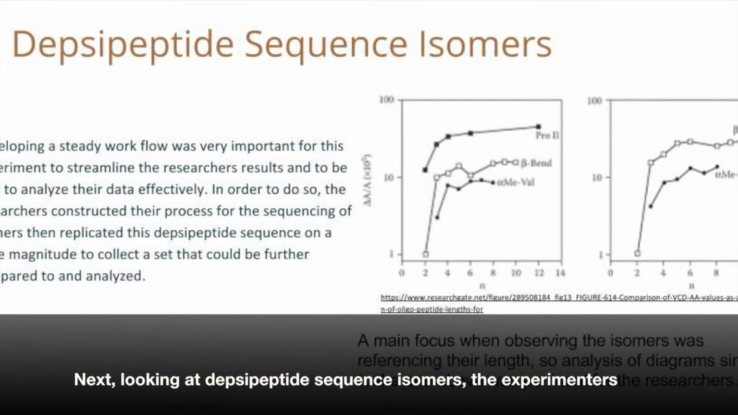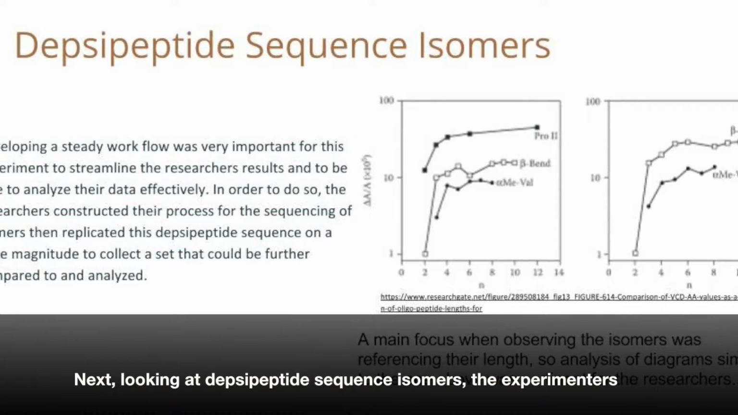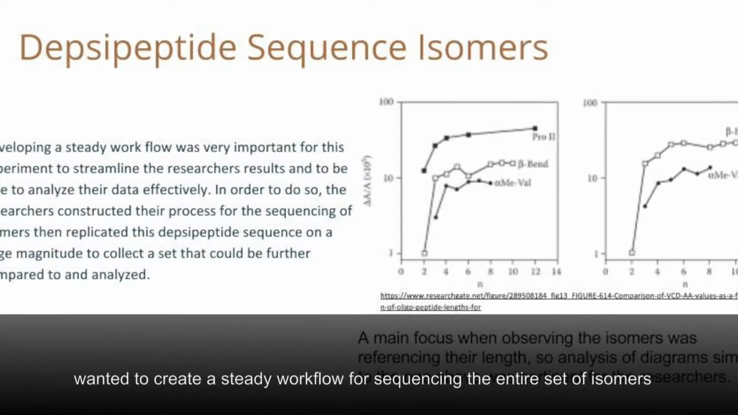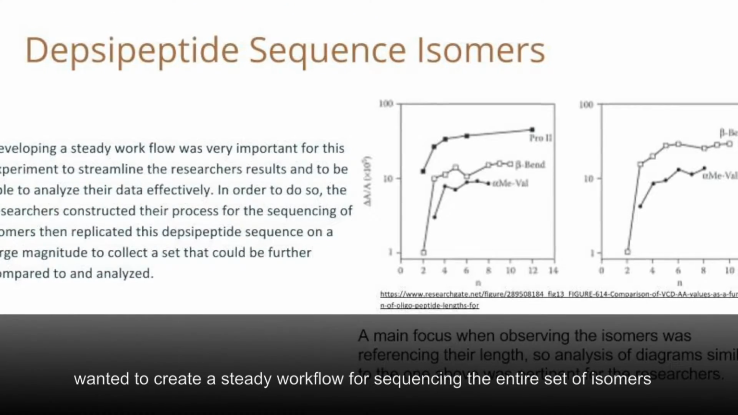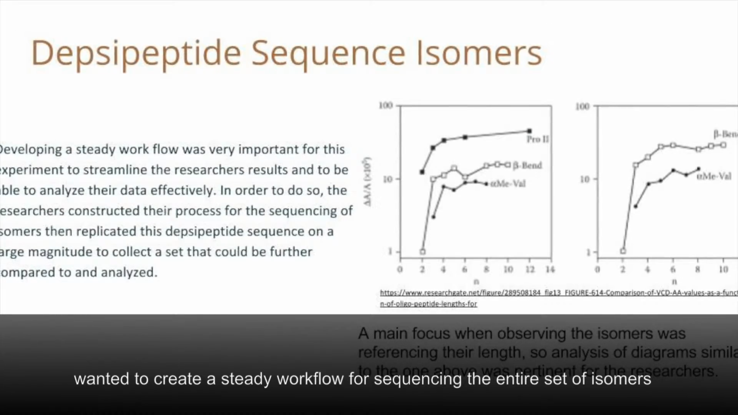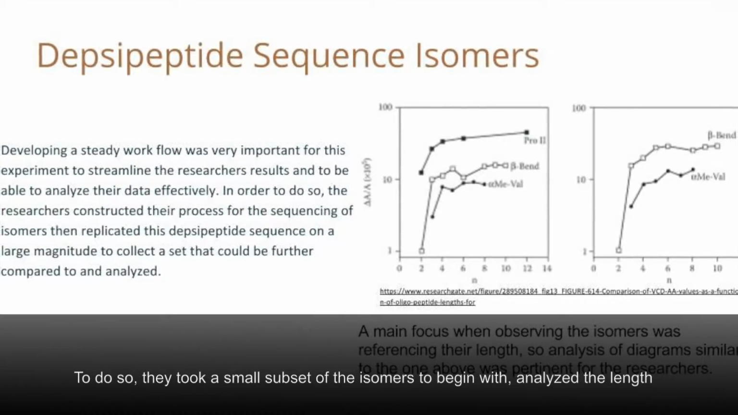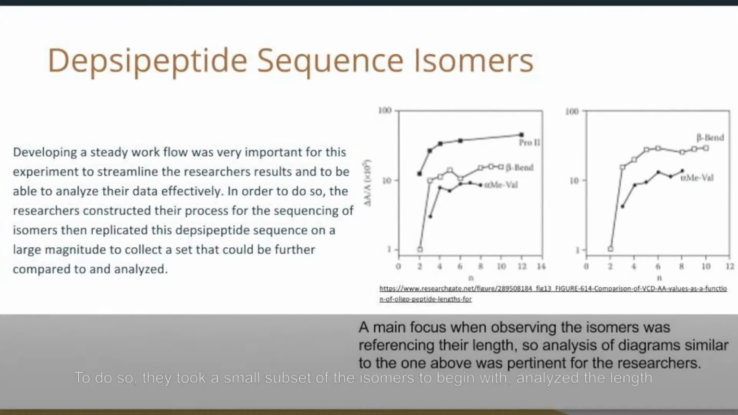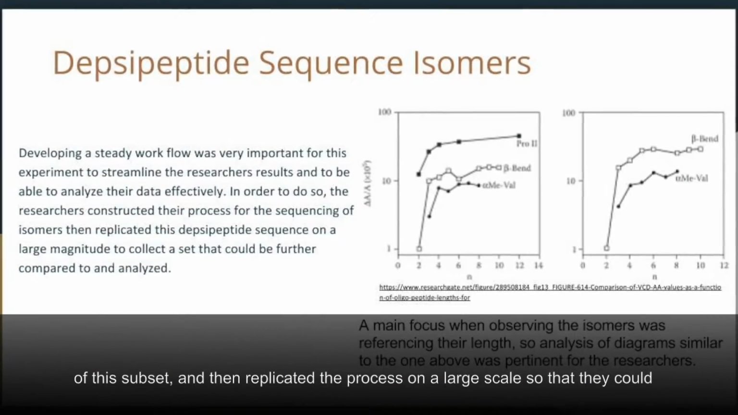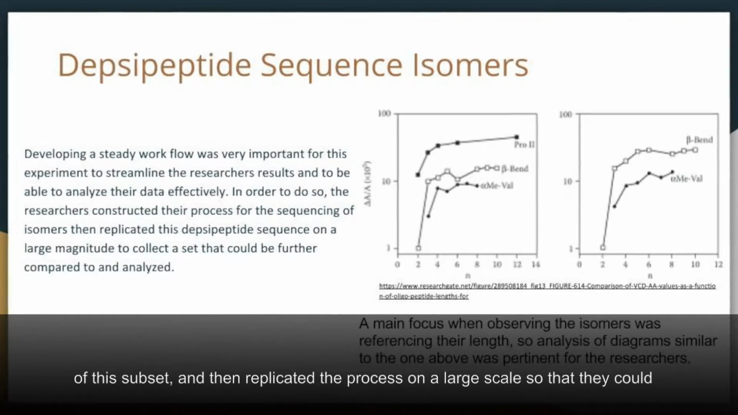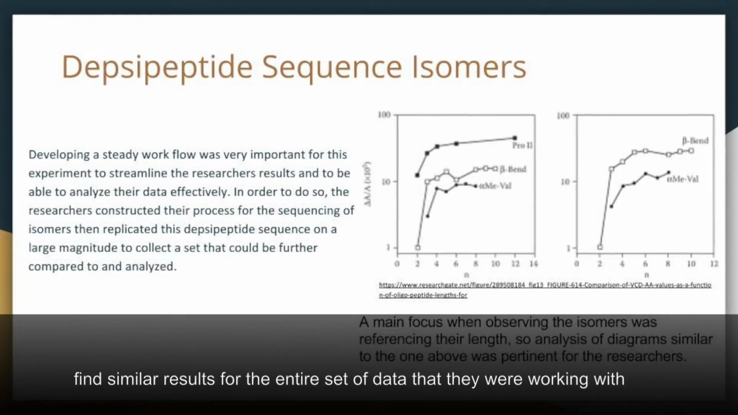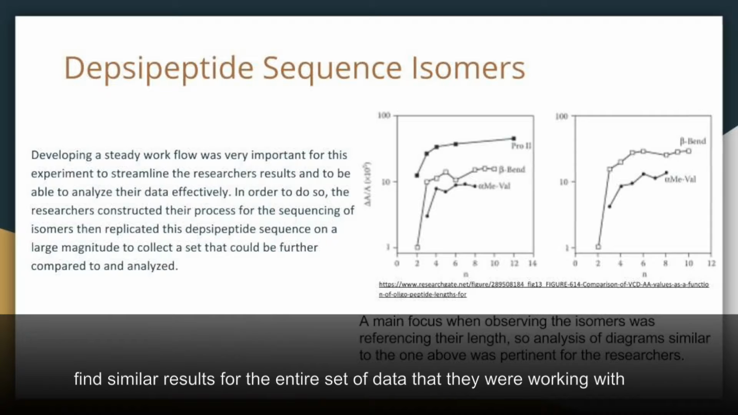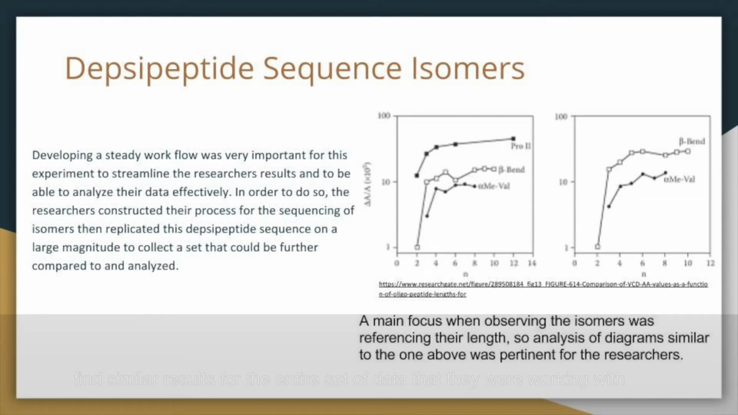Next, looking at deoxypeptide sequence isomers, the experimenters wanted to create a steady workflow for sequencing the entire set of isomers. To do so, they took a small subset of the isomers to begin with, analyzed the length of this subset, and then replicated the process on a large scale so that they could find similar results for the entire set of data that they were working with.